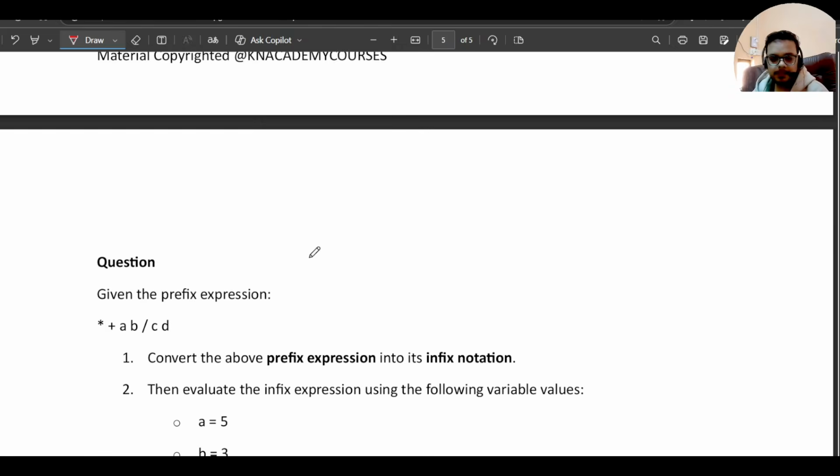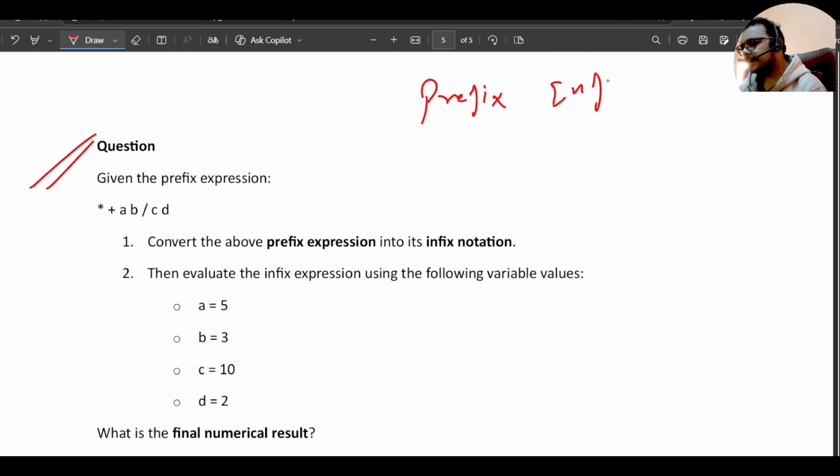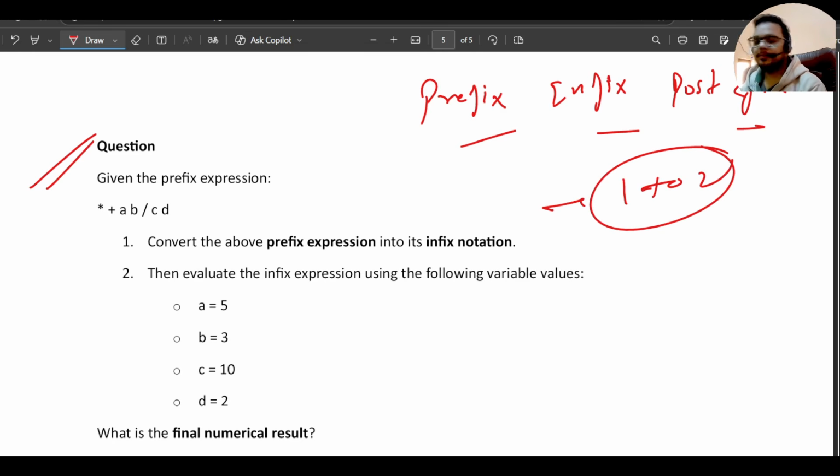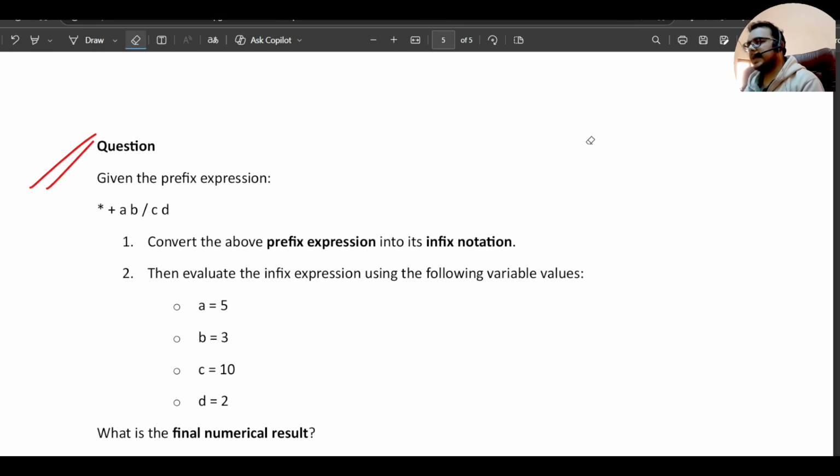Let's talk about another question. This is a very important question, and please practice it, which is conversion: prefix, infix, postfix. You can get 1 to 2 questions of this kind of evaluation in your Capgemini exam. Very, very important. The questions are easy. You can easily do it in 1 minute. But practice is needed.